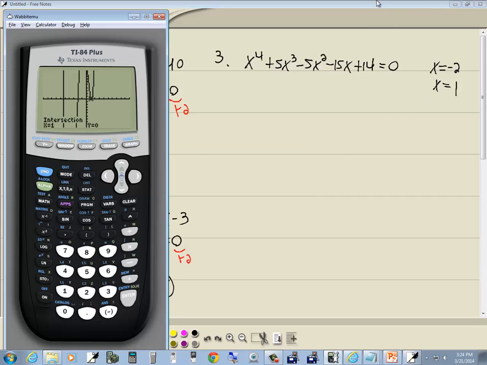Well, I think, move my cursor off, see how that graph's coming down? It's coming down a little bit below the x-axis. I could zoom in if I wanted to see it a little bit better, but I don't need to. I'm just going to put 2 in for the guess and see what comes up. So I'll do second trace, and choose intersect, enter, put 2 for the guess.